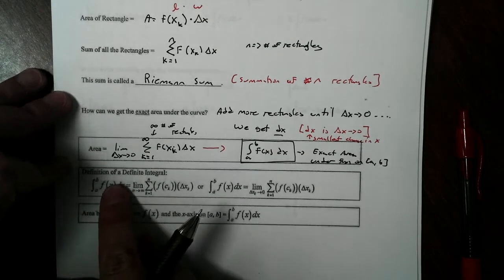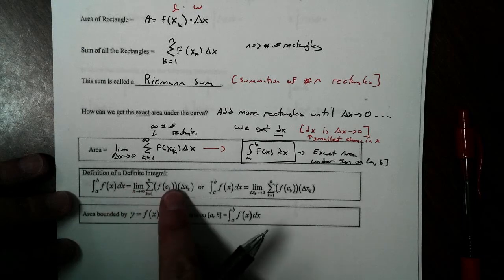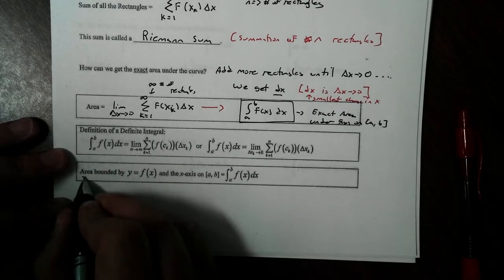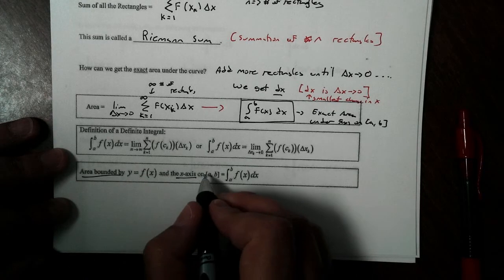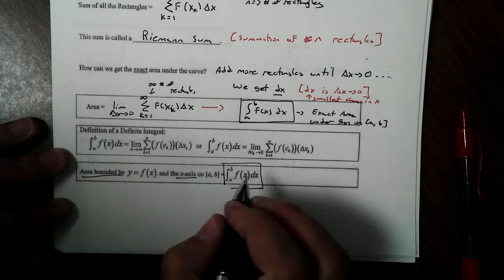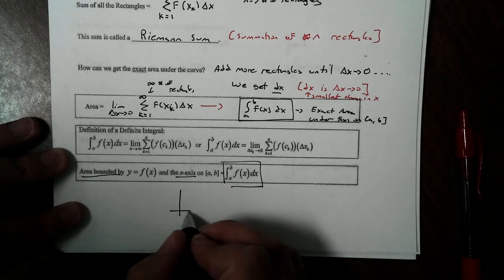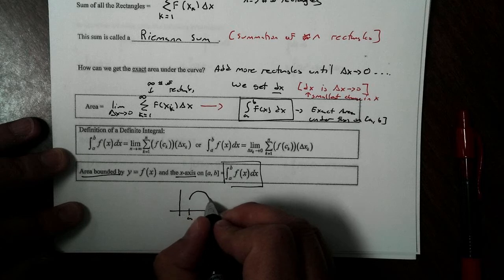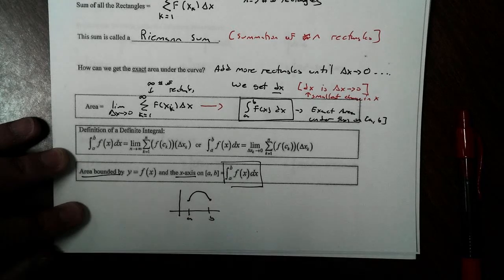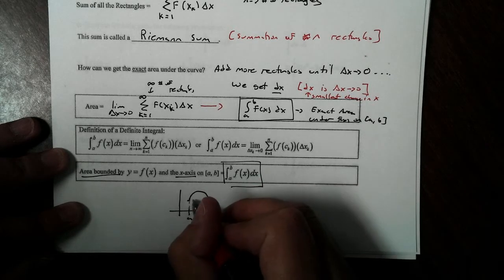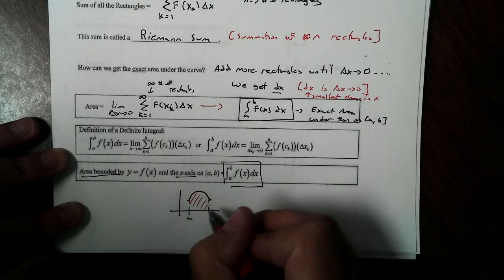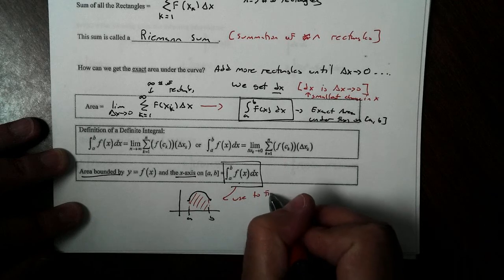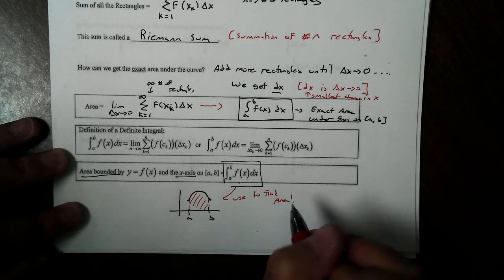And down here you can again see the definition. It's just our limit process. But I want to go down here. The area bounded by the function and the x-axis is given by this equation. So in other words, if I have a region from a to b and I want to find the area underneath that curve from a to b, this is the integral. This is what we use. It finds the area underneath any function.